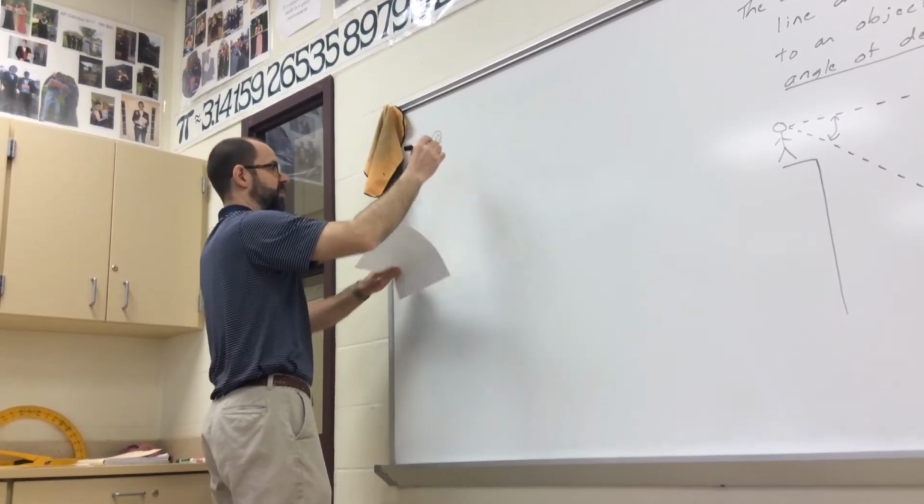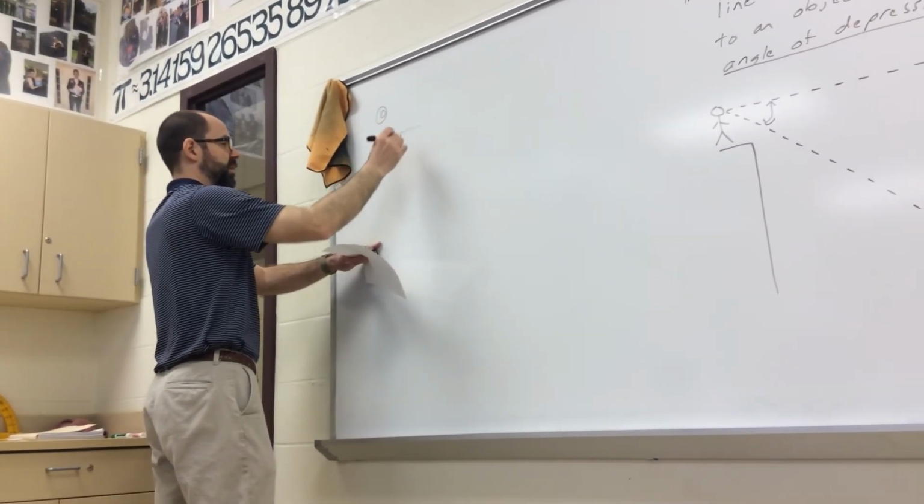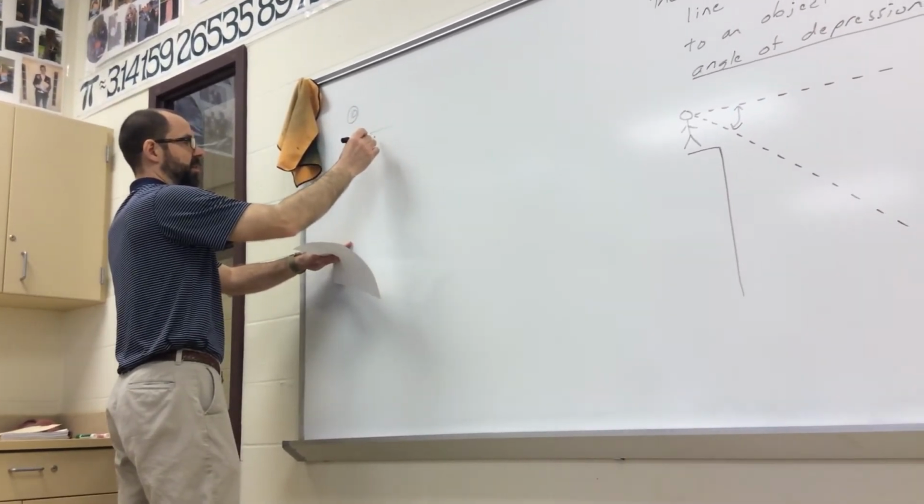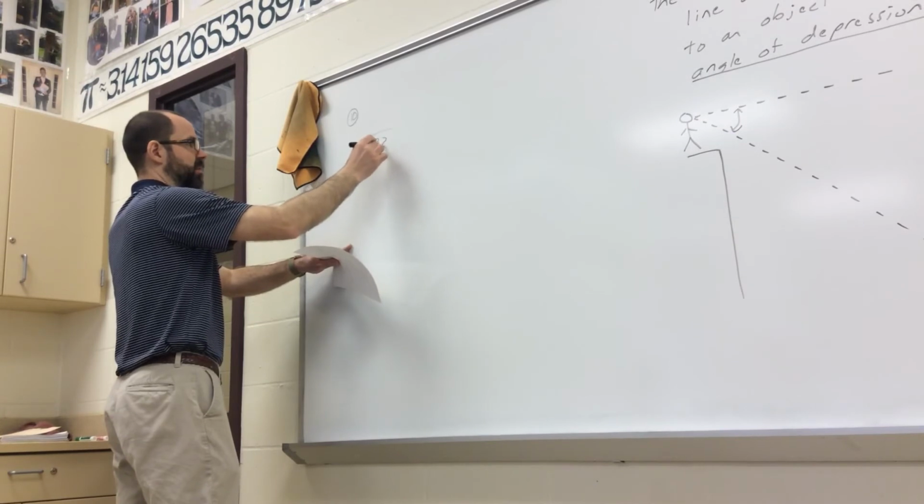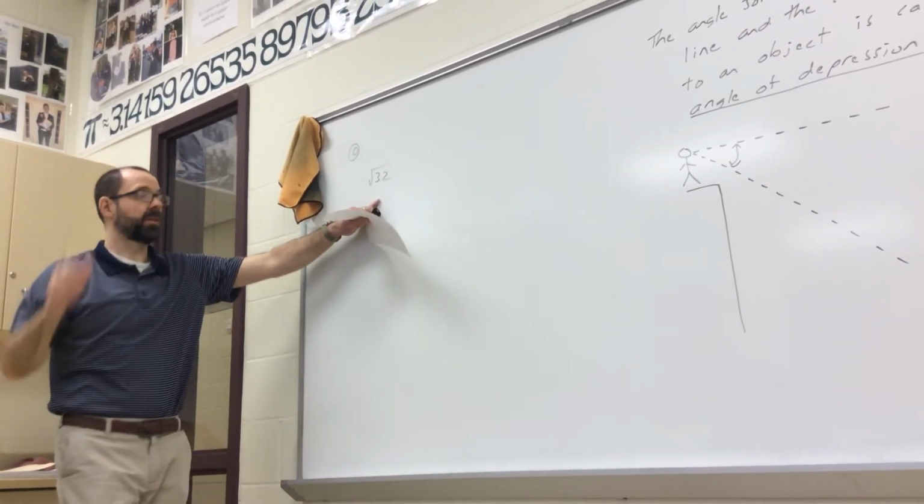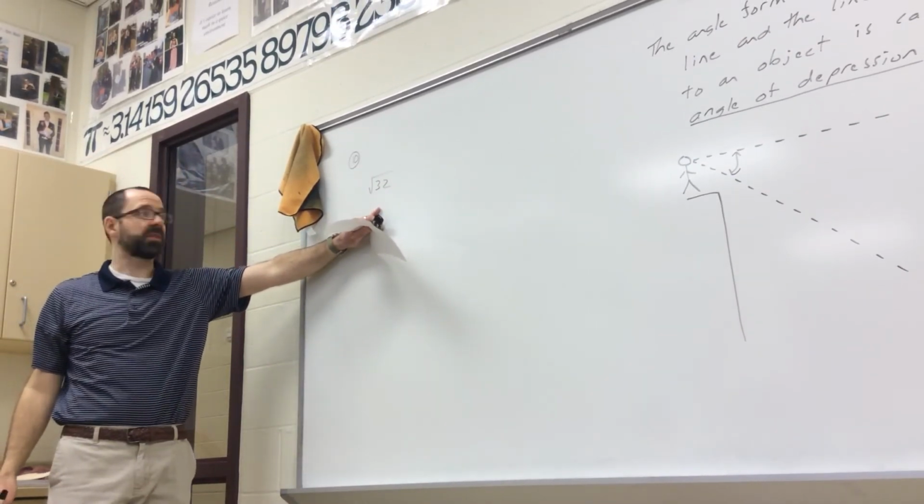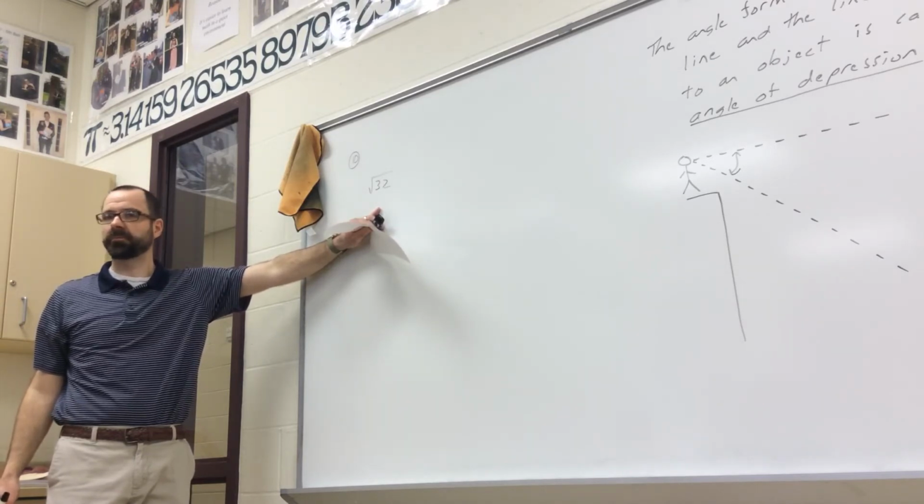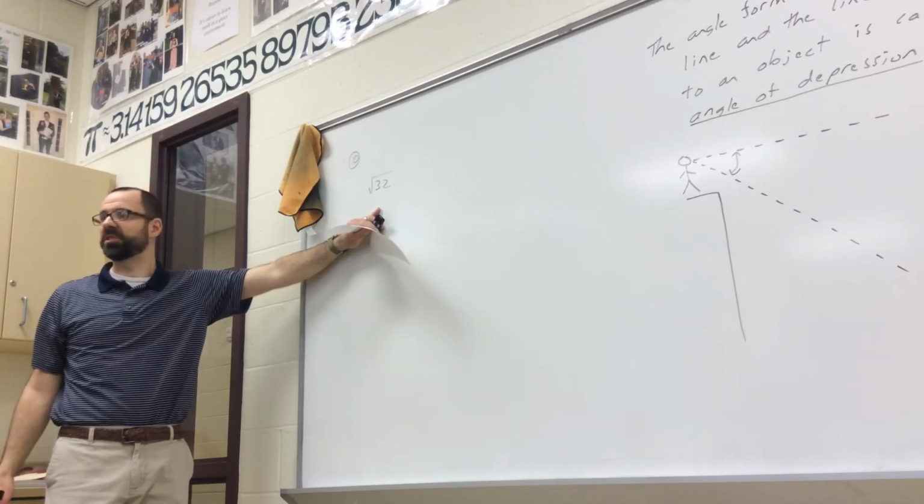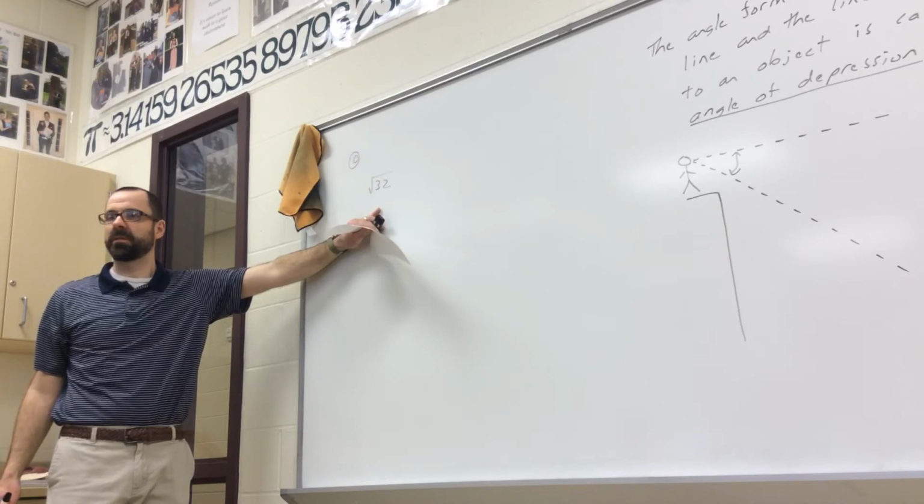So number 10 says square root of 32. And the directions say simplify the square root. So what do you have to do when you simplify a square root? Yeah, it's been a while. That's why I'm throwing this kind of a problem in.